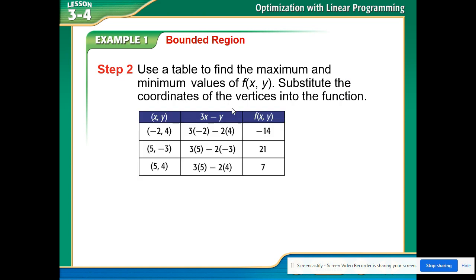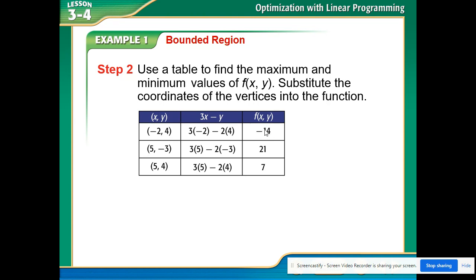All right, so here's our table with the 3 points that we have, the 3 vertices. And here's the formula. That should be a 2y here. They put the 2 in there, but they forgot to put the 2 here. So -2 in for x and 4 in for y, and that gives us a -14. Plug that in, we get a 21 and a 7. Even though 5, 4 kind of looks like it would be the best, it actually isn't. So our maximum is here at 5, -3, giving us 21. And our minimum here is -2, 4, which is -14.